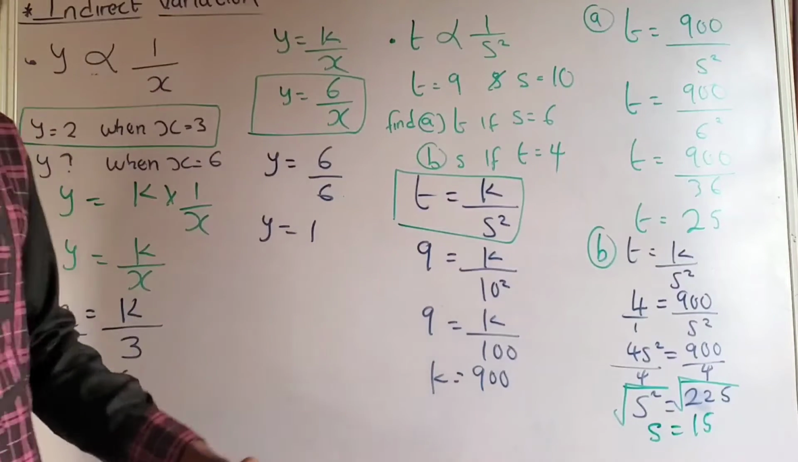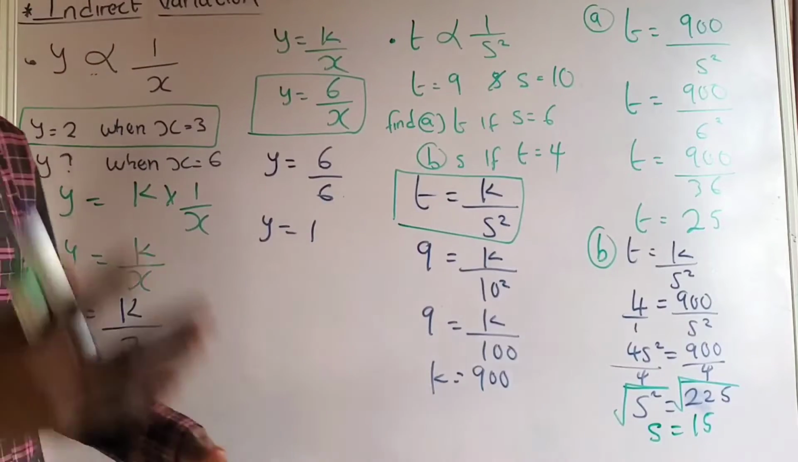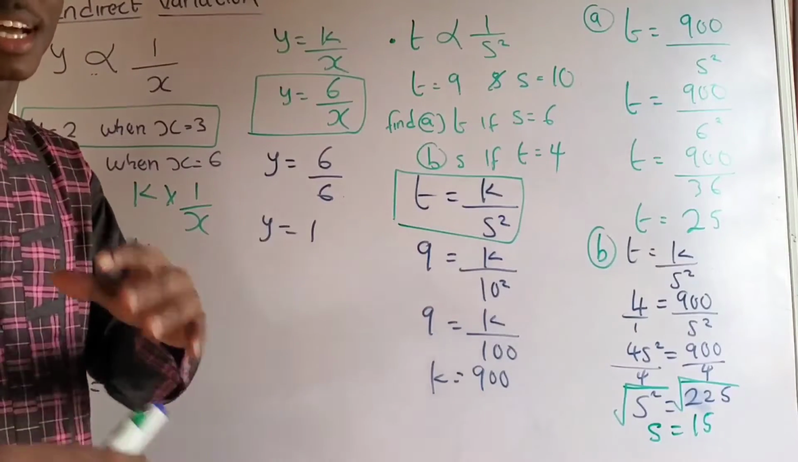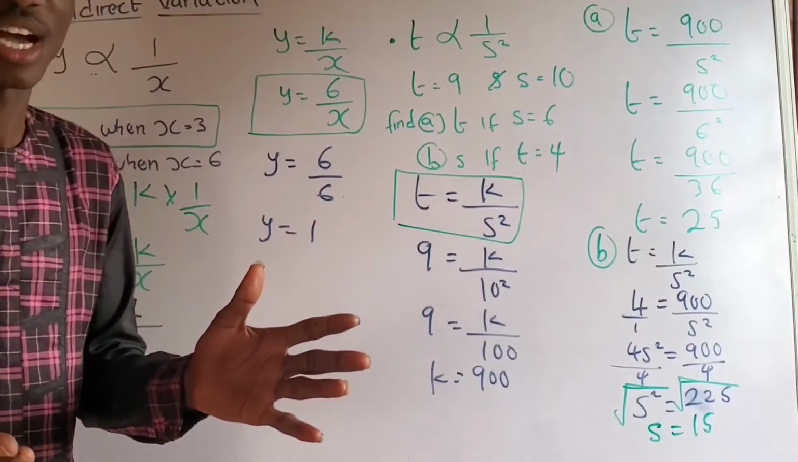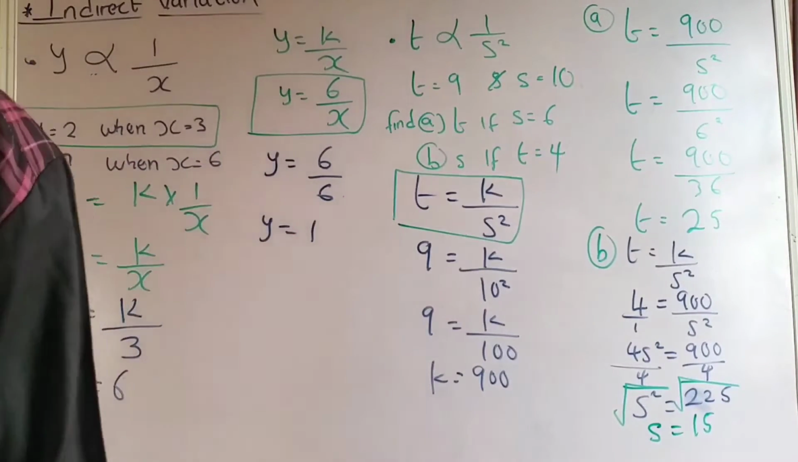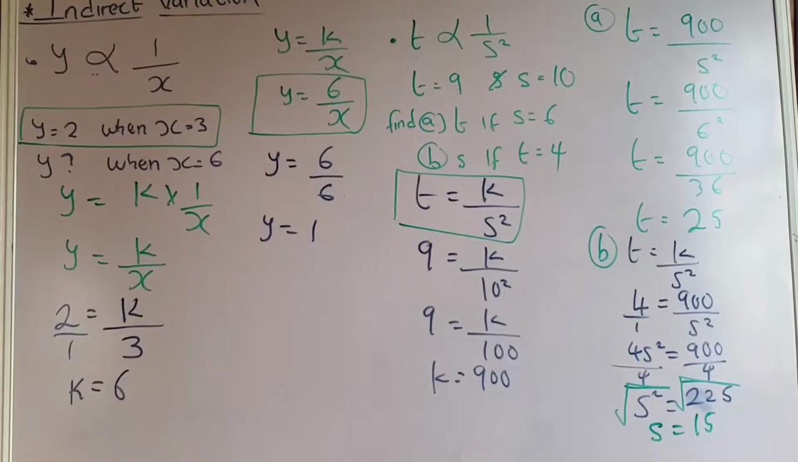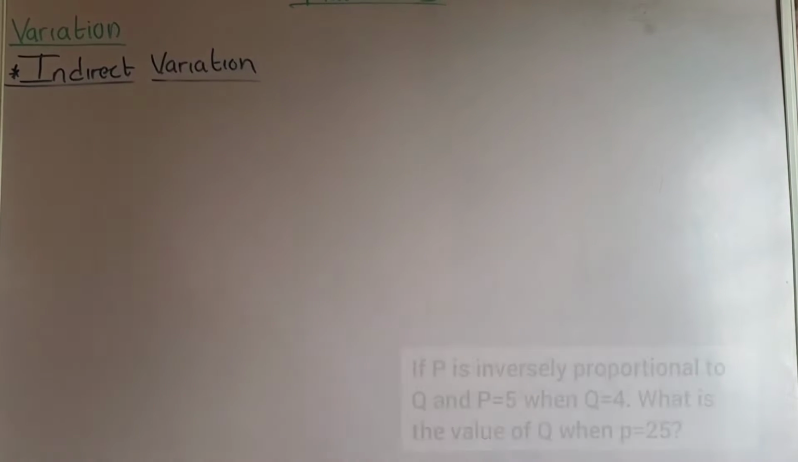So you can see now that as one of the variables or quantities increases, the other decreases. That kind of relationship is what we call indirect variation. Are you getting it? Okay, we are going to look at more examples. Let's consider this question on variation.